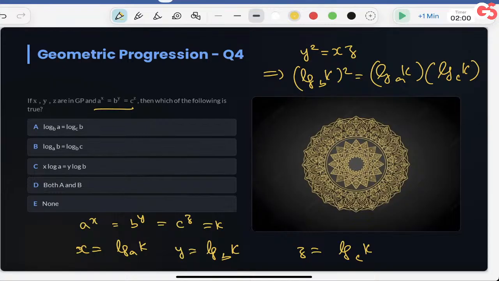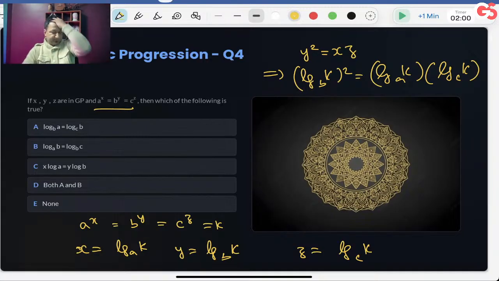Is this clear to all of you? Is this thing clear? This is clear. Yes. ठीक है. I can use the change of base formula, right? That can be used, है ना?